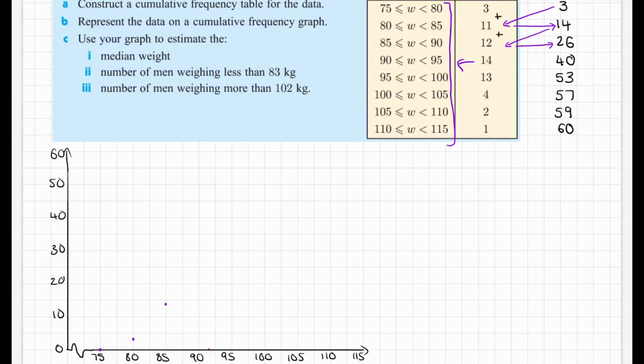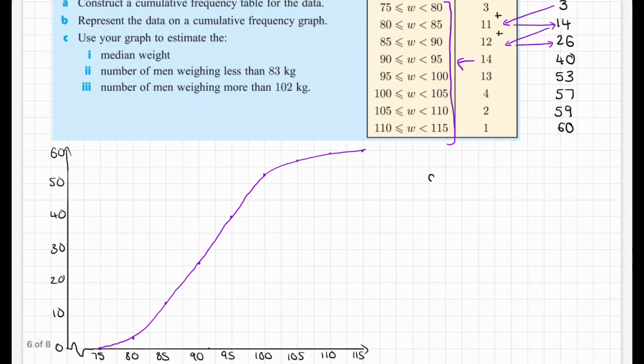At 90 we're going to do 26. At 95 we're going to do 40. 100 is 53. 105 is 57. 110 is 59. And 115 is 60. Once we've plotted the points, we join the dots and we should get a nice curve that kind of looks a bit like that. Now we can use our curve to estimate values.